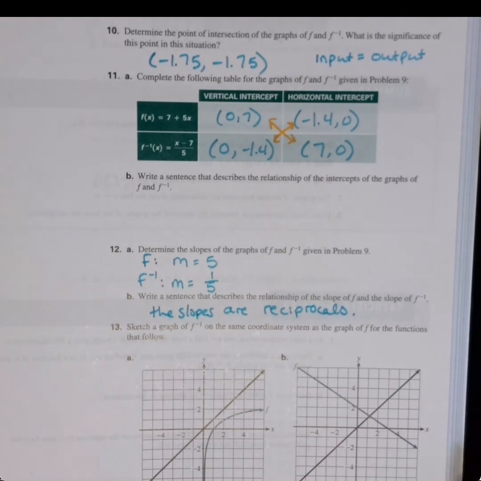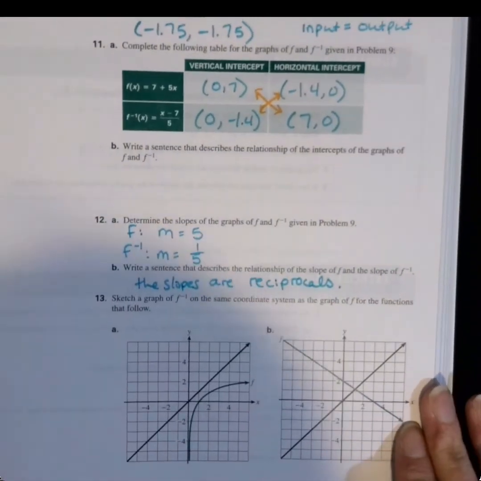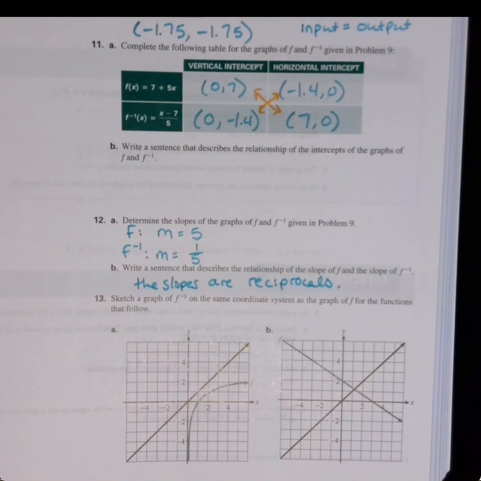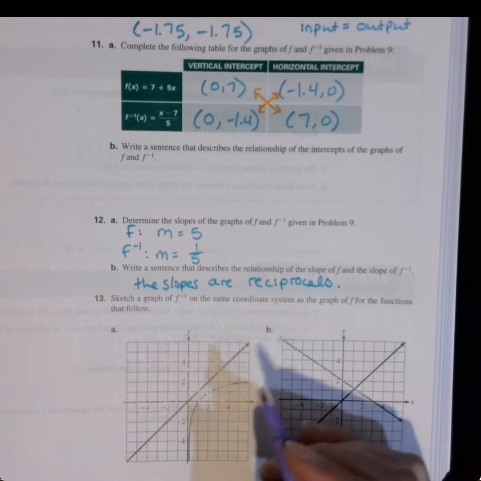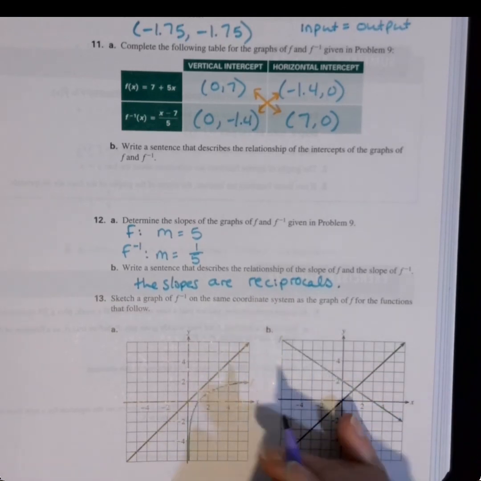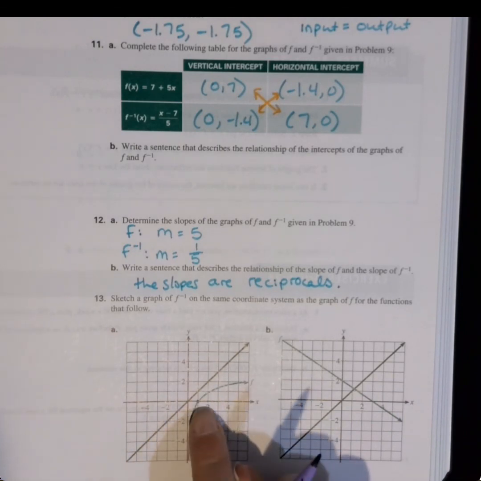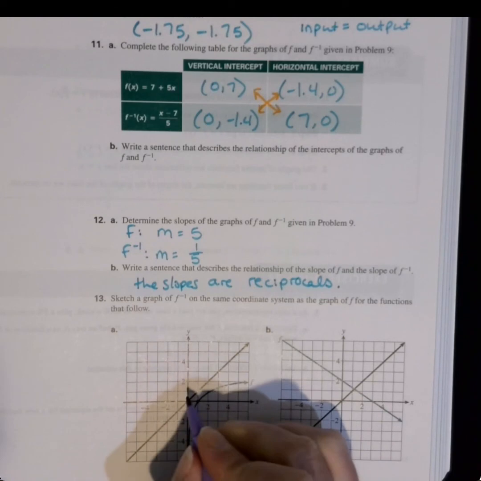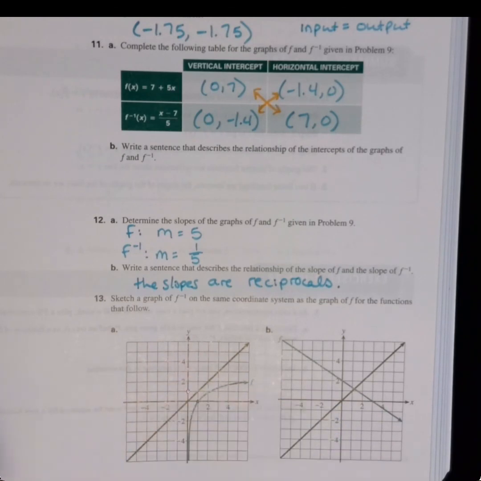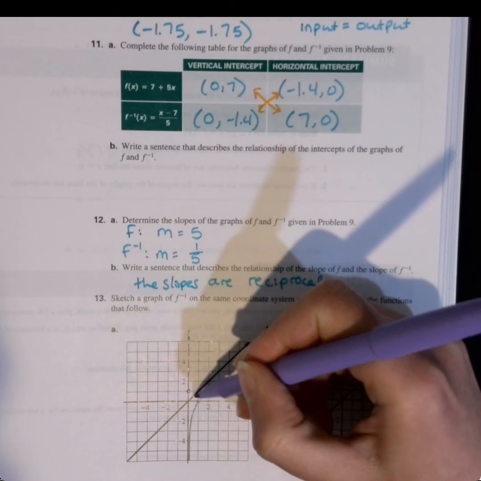Okay, and last, number 13, there's a graph here, and I don't know the equation for this graph, so I just want to draw its inverse. So I know that I need to be symmetric across y equals x. I drew y equals x in for me. And any point that I have, I can flip the coordinates to find another point. So for example, here, this is the point 1, 0. So I should have corresponding the point 0, 1.